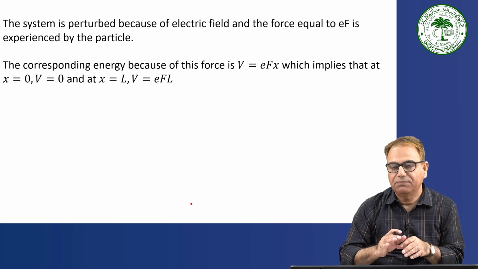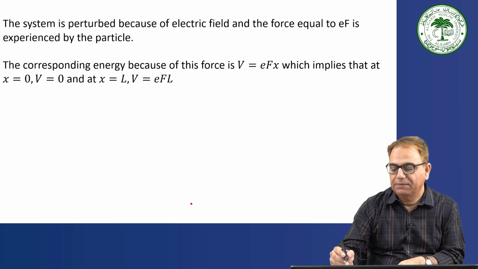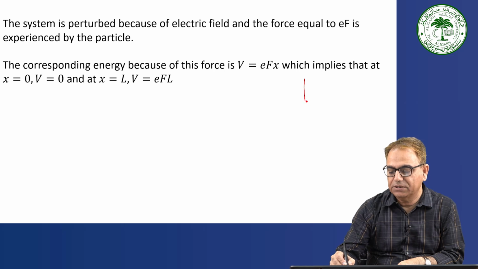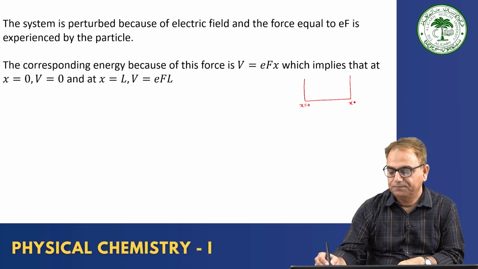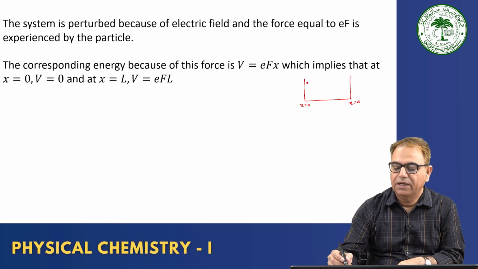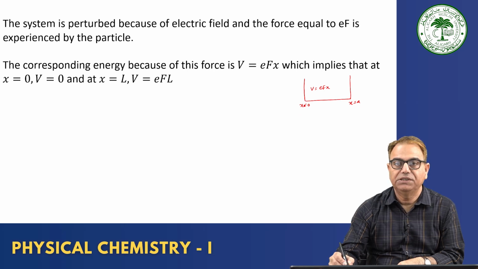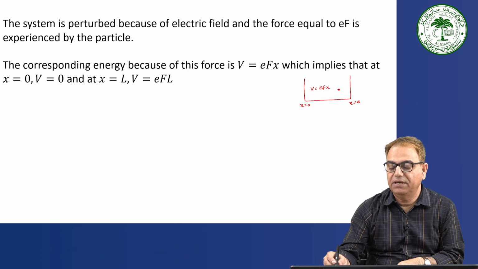So the force is proportional to the value of x, and the particle in a one-dimensional box is an unsymmetrical box from x equal to 0 to x equal to a, and the potential energy V is equal to EFx. At x equal to 0, the potential energy will be 0, and at this point the potential energy will be EFa, or, as the question has it, EFL.